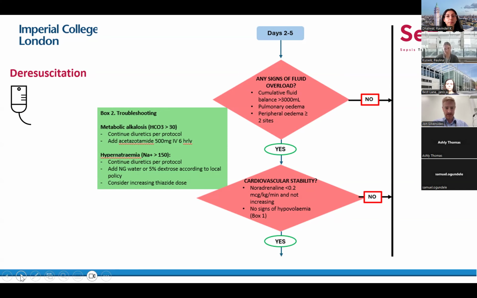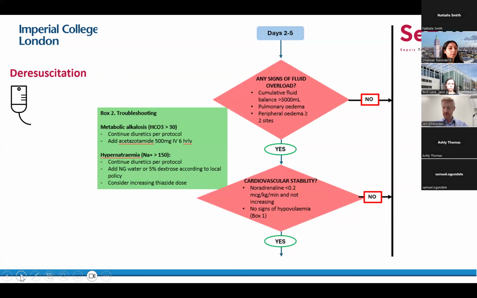And hypernatremia, we would suggest that you continue the diuretics per protocol and then just add some free water as required. You can also consider increasing the thiazide dose because that'll help remove fluid. Generally these patients are sodium overloaded as well as water. So the diuretics will preferentially offload water rather than sodium, which is why the concentration of sodium goes up and the patients become hypernatremic. So by giving some water and also trying to remove some extra sodium with thiazide, you can generally manage that hypernatremia okay.